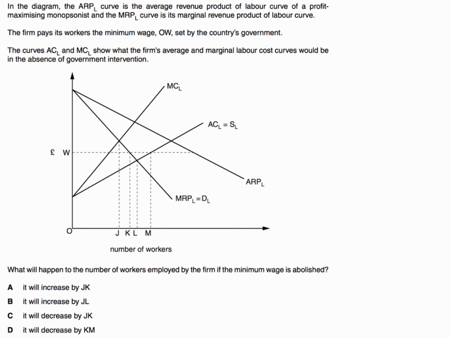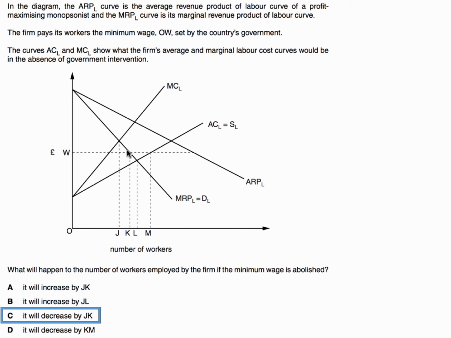And welcome back. The correct answer to this question is it will decrease by JK. If the minimum wage is abolished, employment will fall. This is actually the reverse of question 2, our second question in this session. So at the minimum wage, the firm will employ workers K. It's where the marginal cost equals the marginal revenue product here.